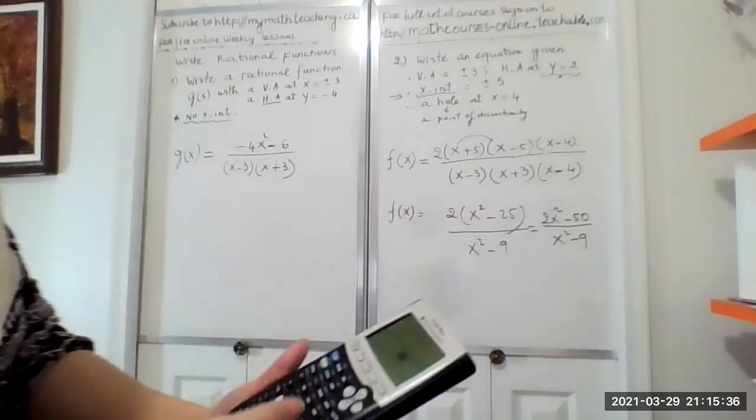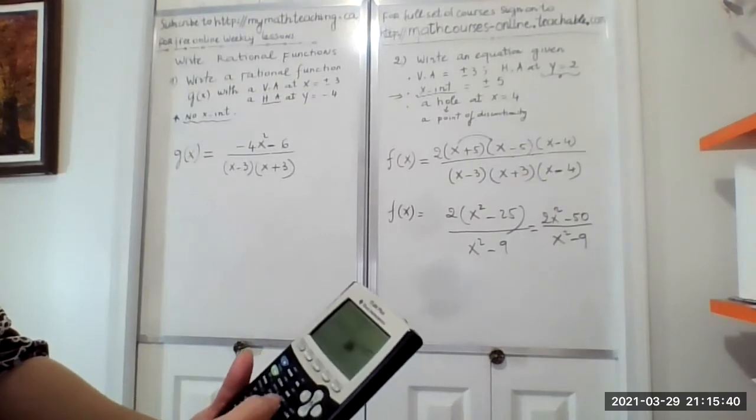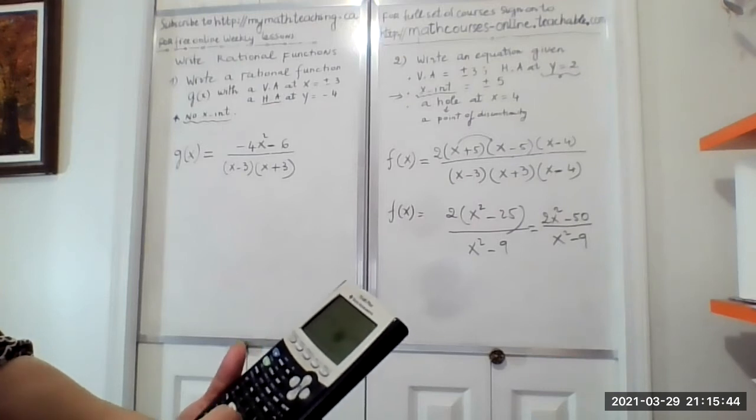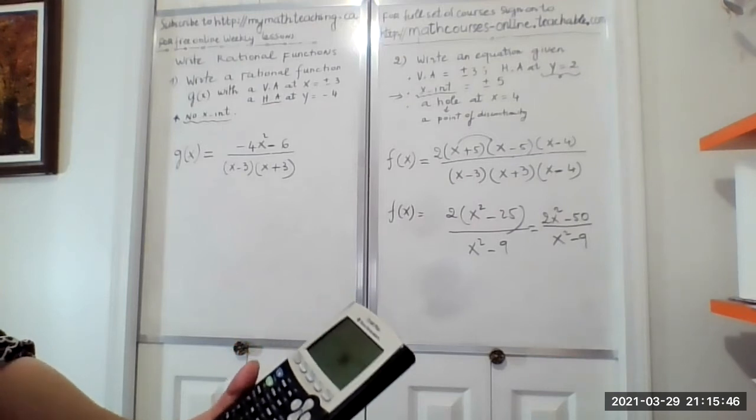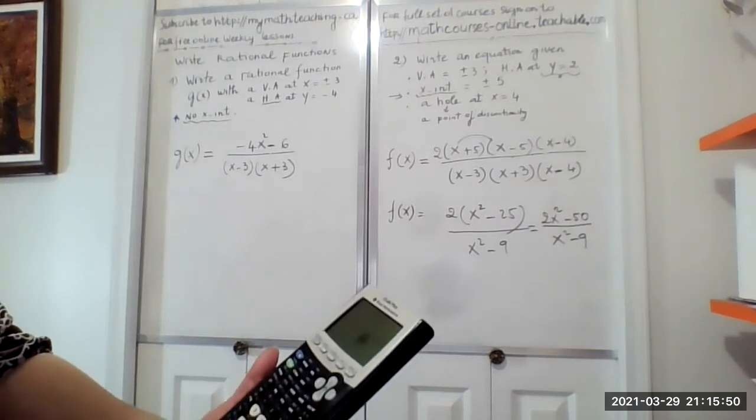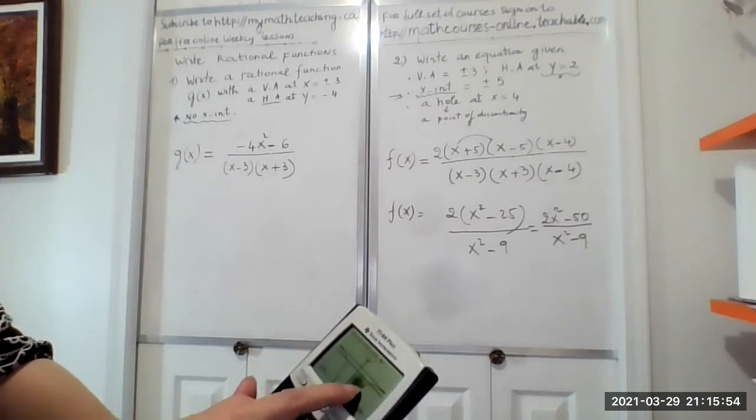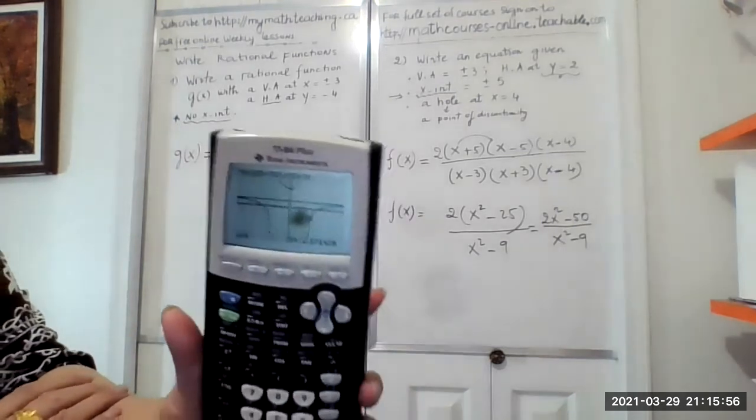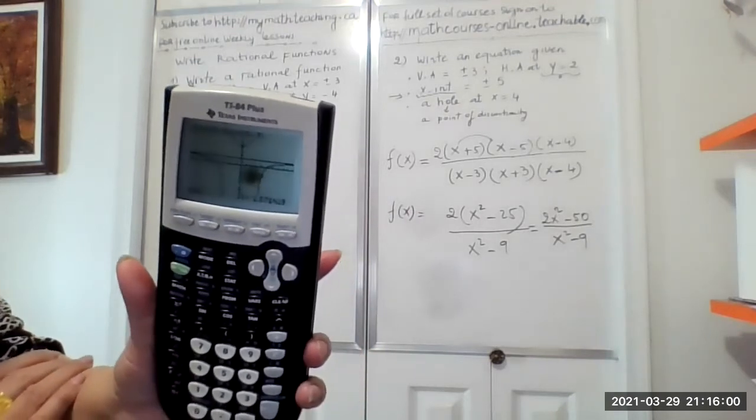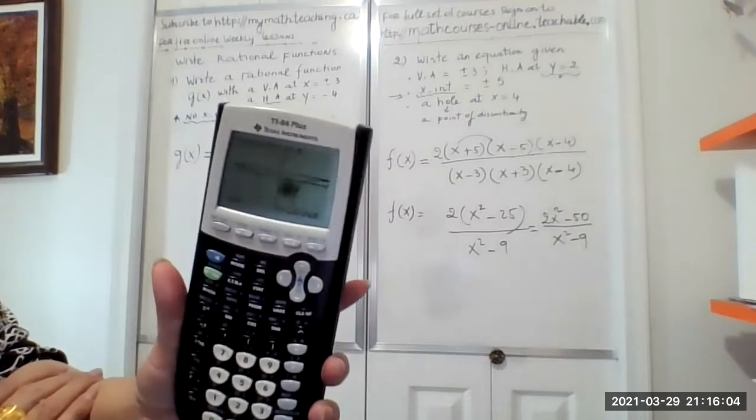So let's pretend that we have a hole here. Let's see what happens. I'm going to key in x equals the hole, that's x equals 4. So I'm going to say trace. I'm going to say x equals 4, and I enter it. Now there's the highlighted value here. So as that value, we know that we have a hole at x equals 4, and the y value somewhere right there.